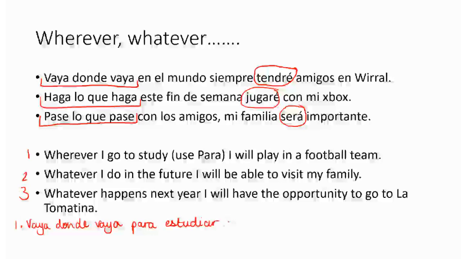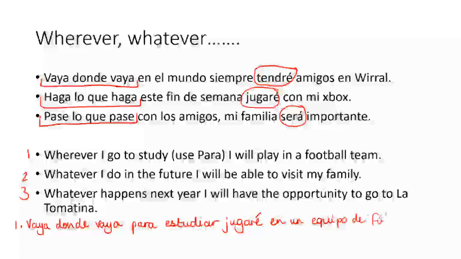I will play in a football team. So this is I will play. So it's actually in our sentence above. You can say jugaré in a football team en un equipo de fútbol. Okay? Right, number 2, whatever I do in the future, I will be able to visit my family.